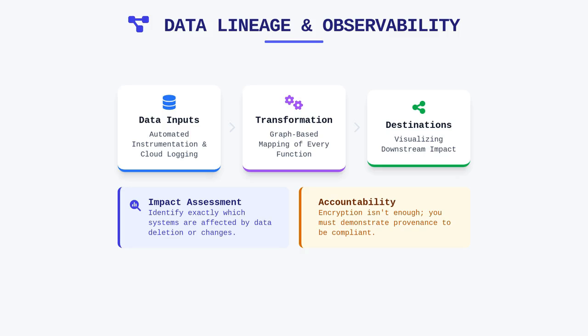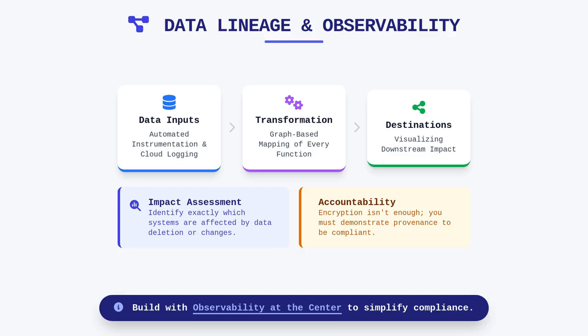If your technical team treats lineage as an afterthought, you will eventually find yourselves unable to demonstrate accountability, regardless of how strong your existing security controls or encryption measures might seem. Build your pipelines with observability at the center, and the compliance requirements will naturally be easier to fulfill.